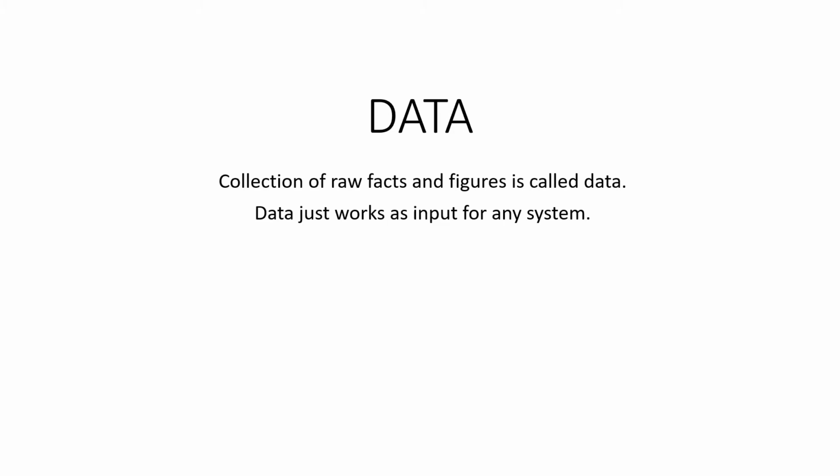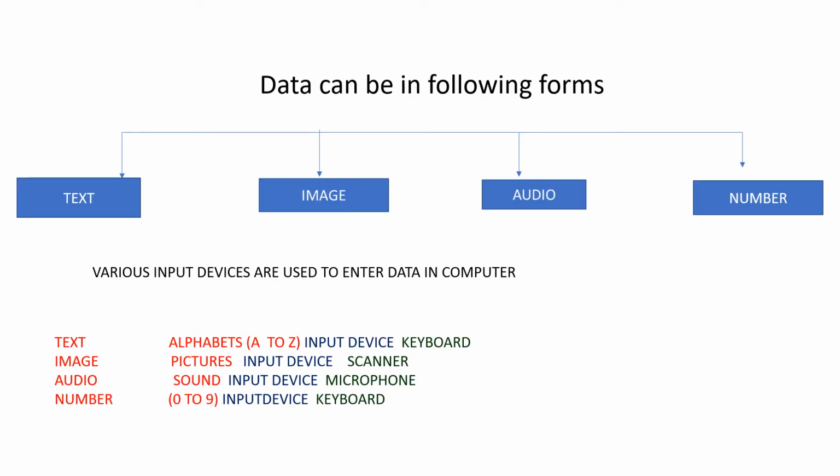So I believe you can understand now what is data. Data is a collection of raw facts and figures. Data just works as input for any system. Well, data can be in the following forms. It can be text, it can be image, it can be audio, it can be number.